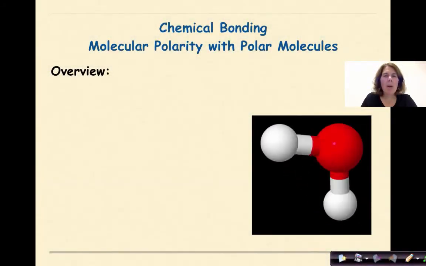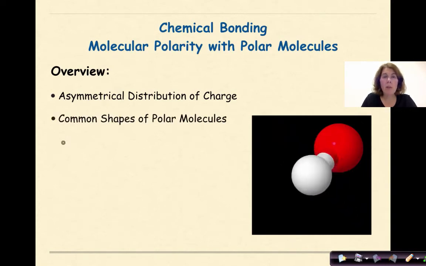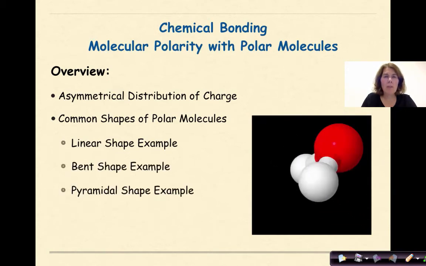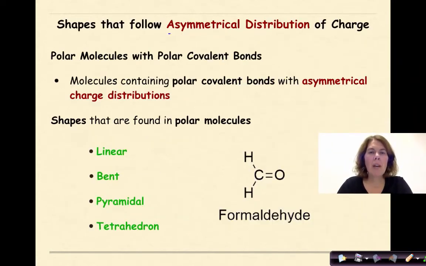Today we're going to talk about molecular polarity with polar molecules. Specifically, we're going to look at the asymmetrical distribution of charge within a molecule, and common shapes of polar molecules, including linear shapes, bent shapes, pyramidal shapes, and finally tetrahedral shapes. Shapes that follow asymmetrical distribution of charge.